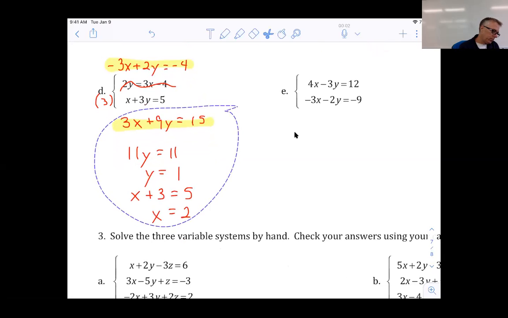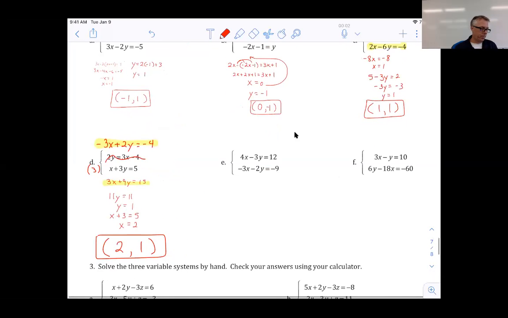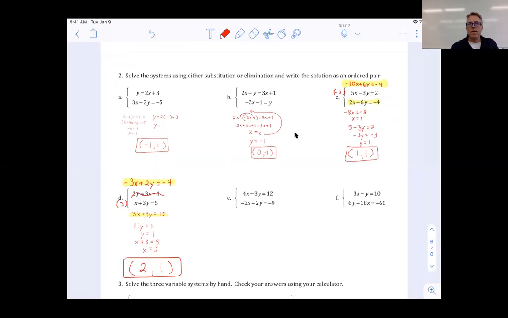So our solution is, whoops, don't forget to write them in order. X is 2 and Y is 1. All right, any questions on any of those four?